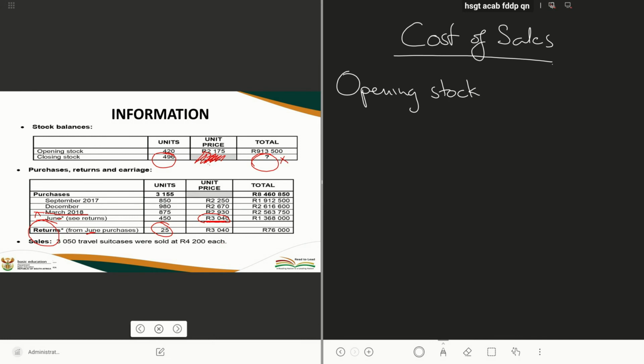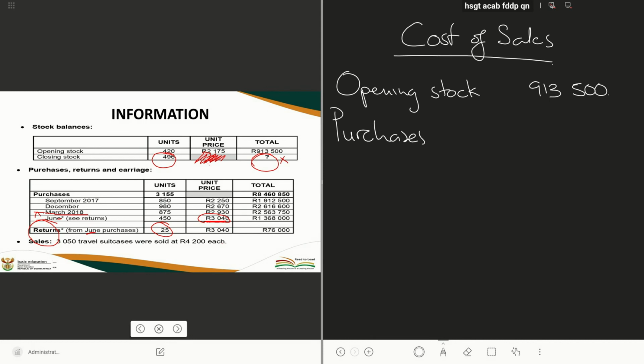My opening stock, it's given, 913,500. That is your opening stock. And then remember we have purchased some units. So you're going to come here and you're now going to add your purchases.